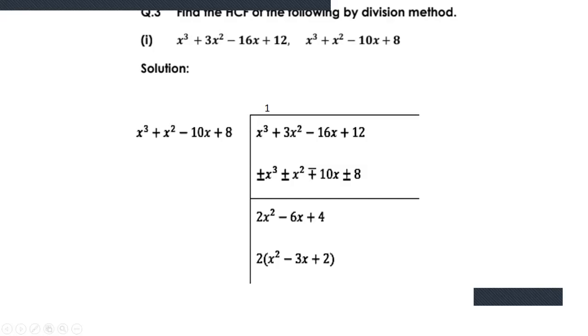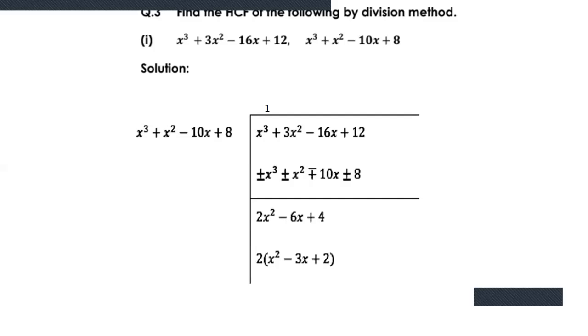If we multiply this term by 1, we will get the same value, x cube plus x squared minus 10x plus 8. By changing the sign, you can see that x cube and minus x cube are opposite signs, so they cancel. Then 3 minus 1 is equal to 2x squared, and minus 16 plus 10 is equal to minus 6x. And 12 minus 8 is equal to 4.